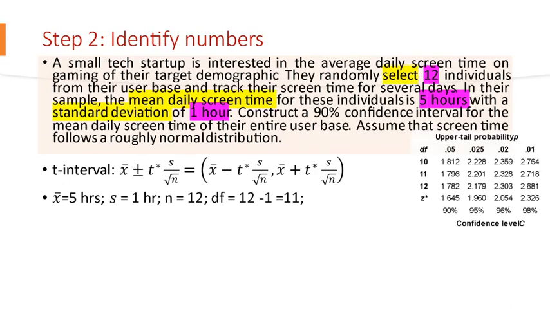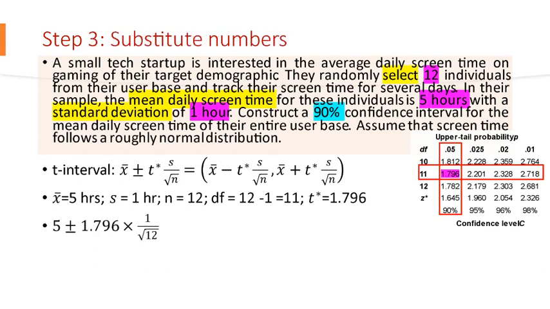T star is the critical value that can be found in Table C from the formula sheet, and a minimized version is provided here. Different C levels will have different critical values. The question requires a 90% confidence interval, which means that the confidence level is 90%. As calculated, the degree of freedom is 11. We check the critical value under the column, confidence level, equal to 90%, and the row, degree of freedom, equal to 11. We have the T star to be 1.796.